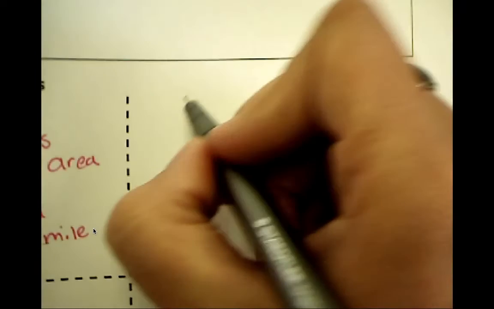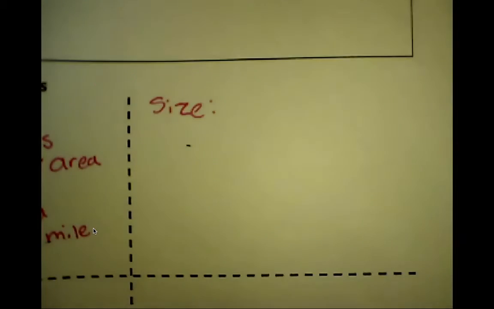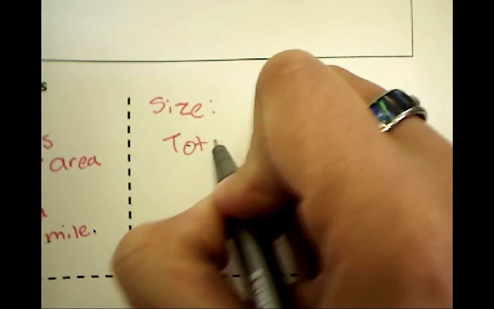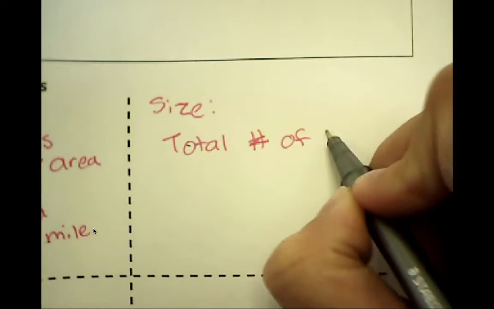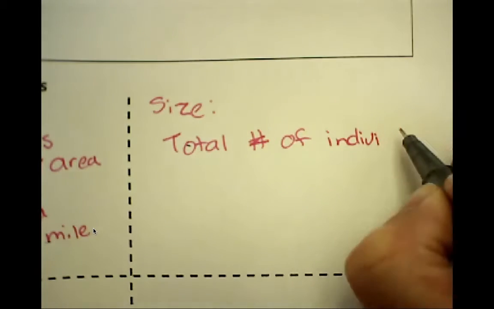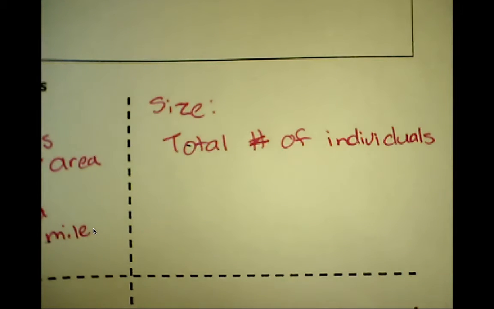Another way that you can define a population or a population characteristic is you can look at its size or how big it is. It's just the total number of individuals. So it could be like there are 4,000 bison in America, and so that would be the size of it.